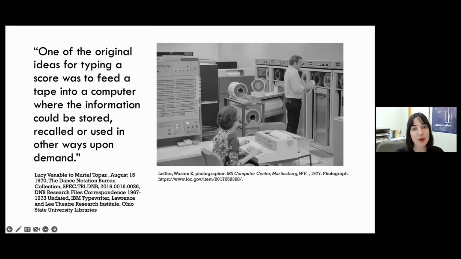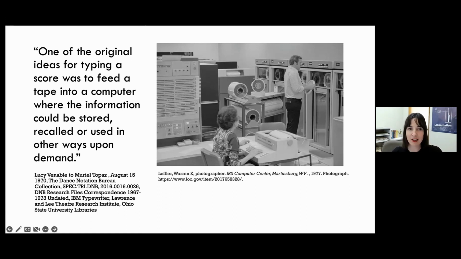She also wrote, one of the original ideas for typing a score was to feed a tape into a computer where the information could be stored, recalled, or used in other ways upon demand. Venable's thinking had leapt over typewriting, away from designing a material production solution and towards thinking about what else Labanotation could do if it could only be tied to an input.